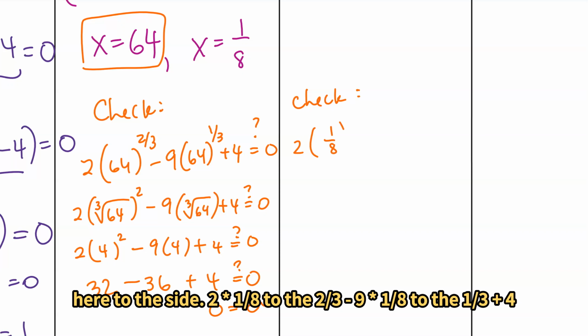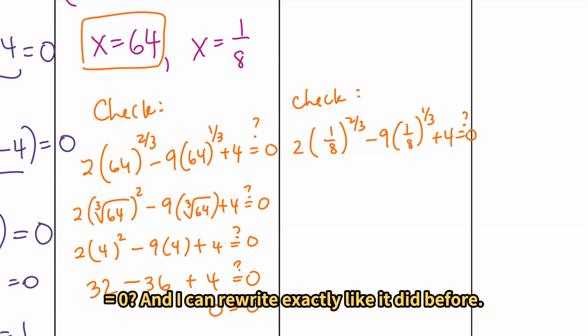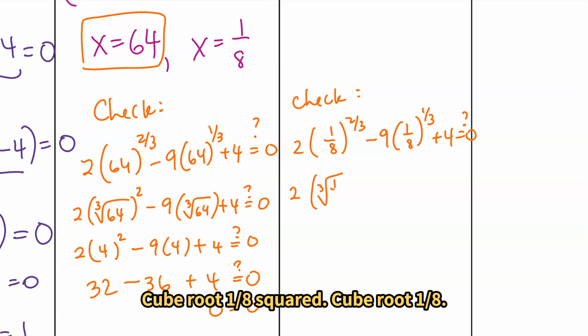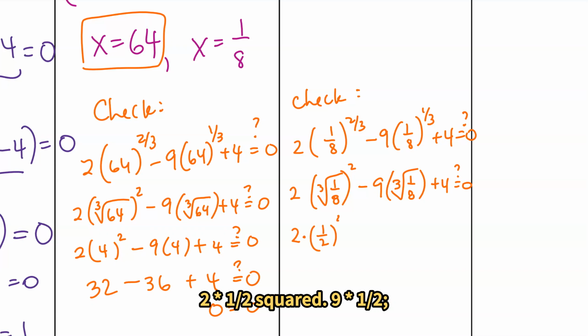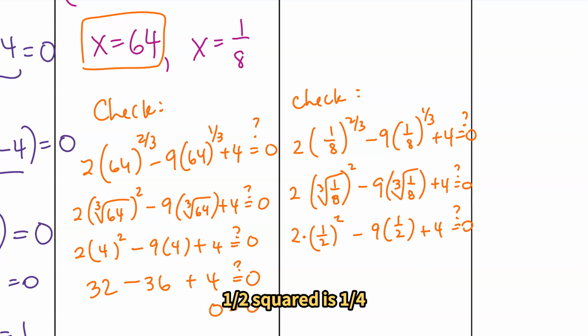2 times 1/8 to the 2/3 minus 9 times 1/8 to the 1/3 plus 4 equals 0, question mark. And I can rewrite exactly like I did before. Cube root 1/8 squared, cube root 1/8. The cube root of 1/8 is 1/2. 2 times 1/2 squared, 9 times 1/2. 1/2 squared is 1/4.